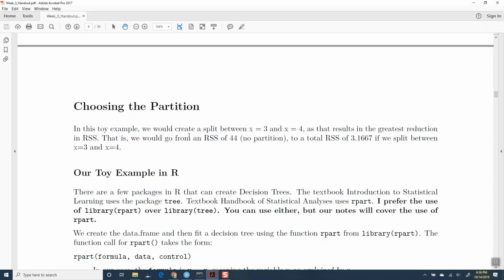But you also can't just choose all of them and put everyone in the same group. Yeah, because that's no partition, yeah. So you have to consider all of them, and anytime you pick a partition, it will reduce the RSS, okay?